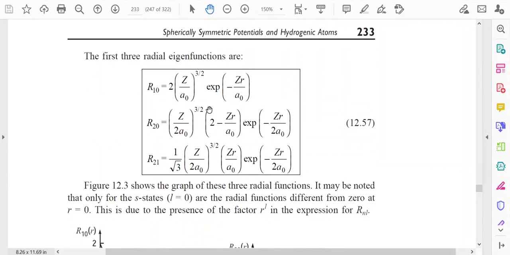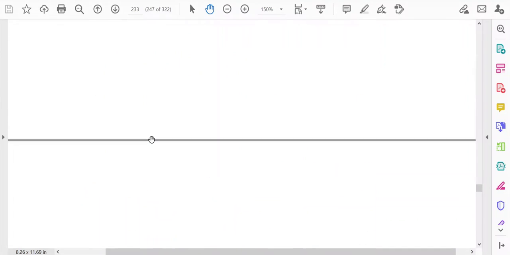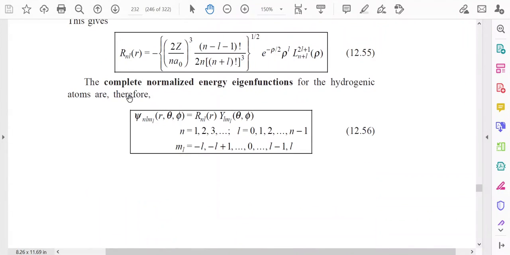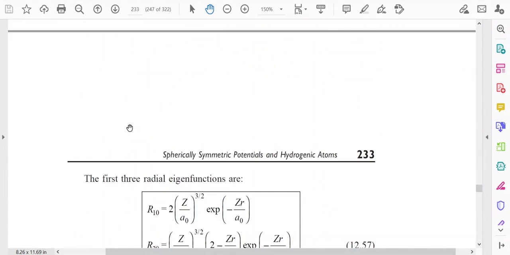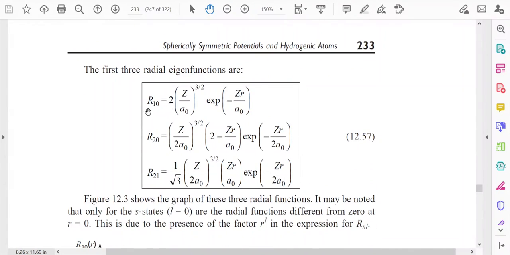So what will be the different forms? For example, we have shown three radial eigenfunctions. You see the suffix 1 0. Here the suffix is n L, so 1 0 means n is equal to 1, L is equal to 0. So this is R10, this is R20, this is R21. In this way, we can express different radial eigenfunctions which depend on the values of n and L.